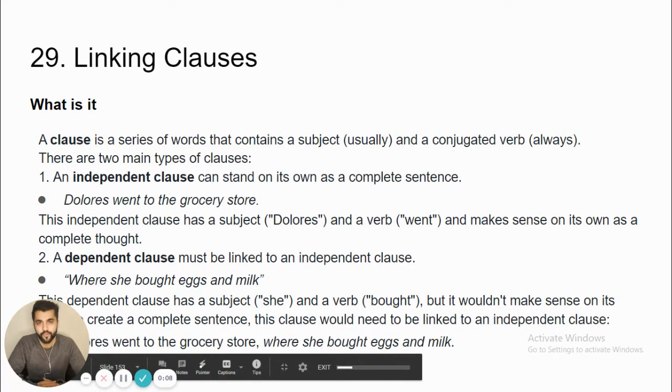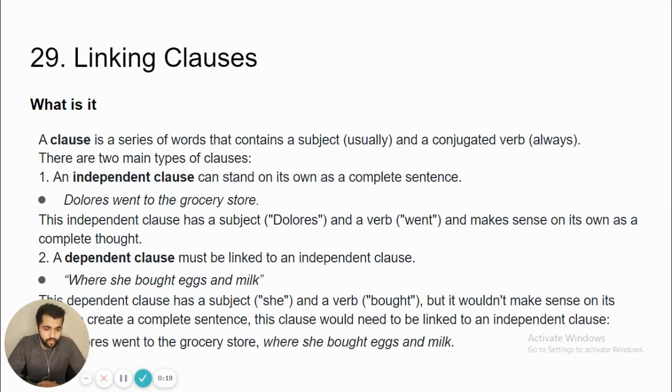Hi, in this video we will cover linking clauses. So let's start. What is a clause? A clause is a series of words that contain a subject, usually, and a conjugated verb, always. There are two main types of clauses. Number one, an independent clause can stand on its own as a complete sentence.